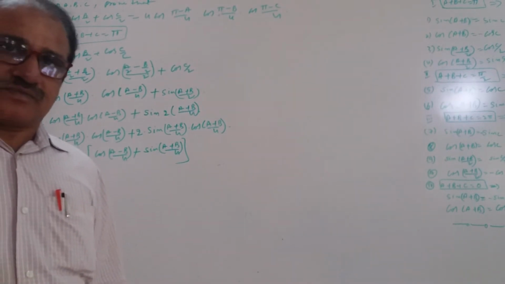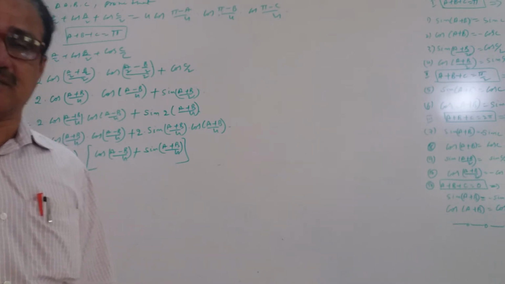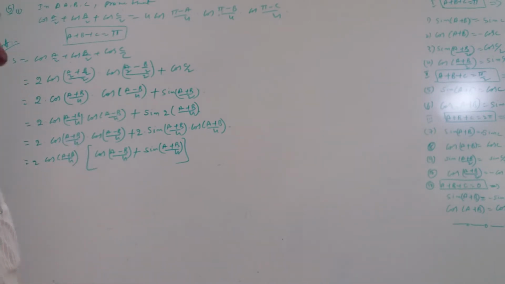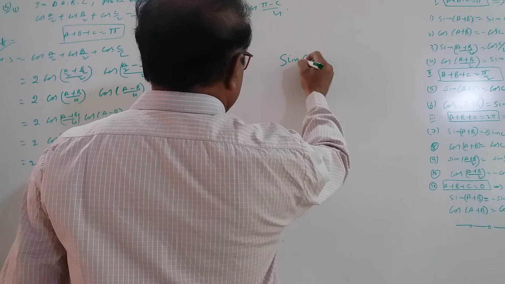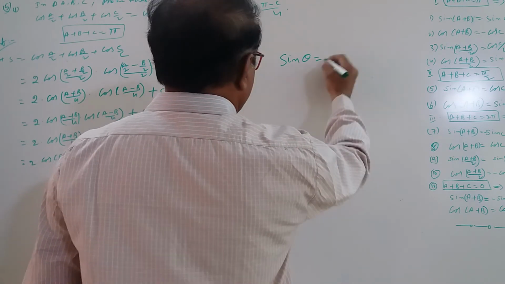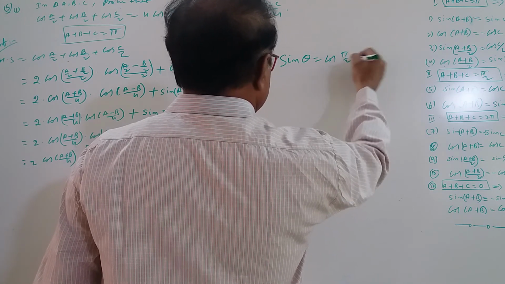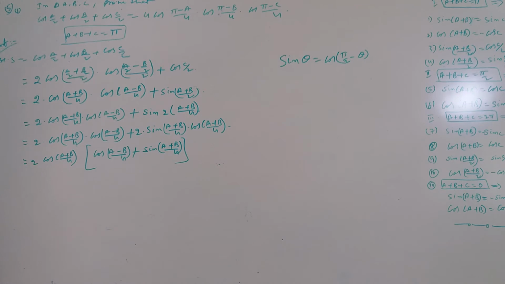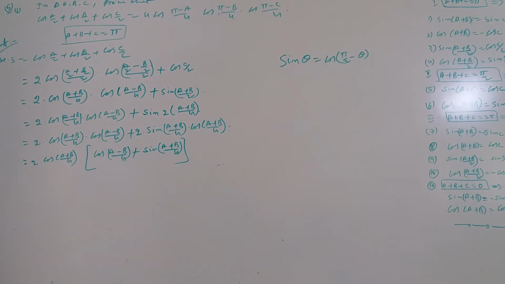To use the sin C plus sin D, cos C plus cos D, cos C minus cos D, or sin C minus sin D formula, we can change this sin. We can write sin theta is equal to cos of pi by 2 minus theta. Taking this as theta, sin of (A plus B) by 4 we can write as cos of pi by 2 minus of (A plus B) by 4.